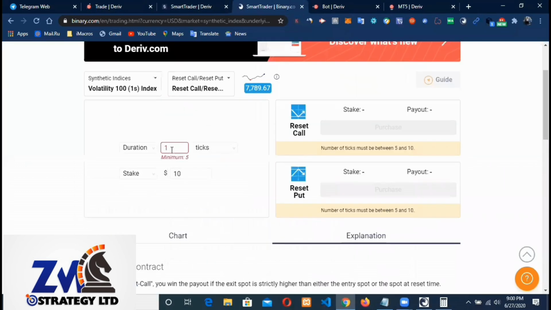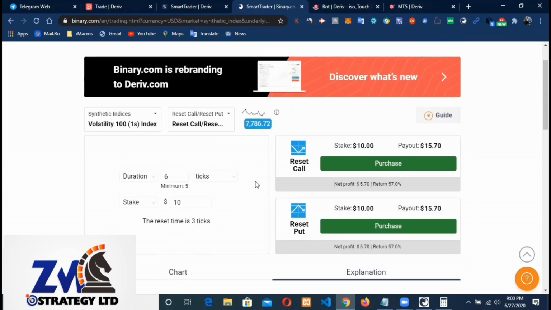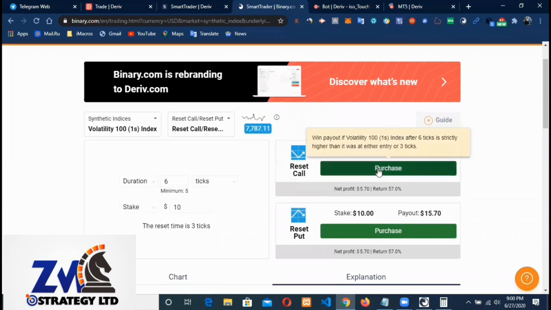So let's go to reset call. Let's say we are using 6 ticks. Now we are staking $10. Let's say here that the reset time is 3 ticks. It means that after the market moves 3 ticks, there are going to be another barrier. So let me just take it to explain it very well.